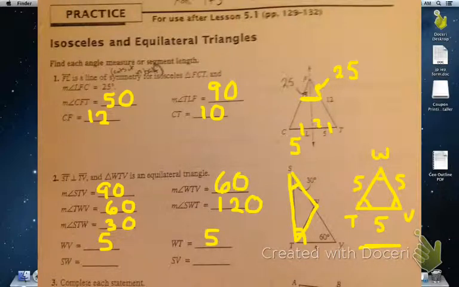SW. Okay, since WT is 5, we know that we have these two 30-degree angles here. And so this is an isosceles triangle, which means the two sides have to be equal. So if TW is 5, then SW must also be 5. SV is made up of SW and WV. Well, SW was 5, WV was 5, so SV is 10.